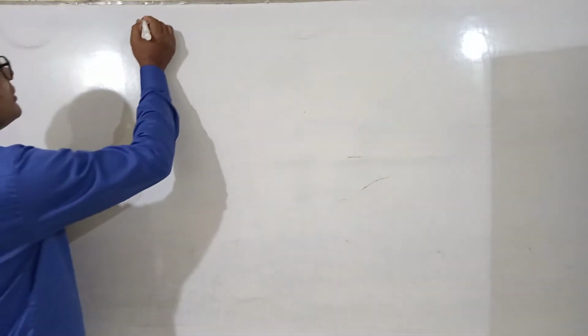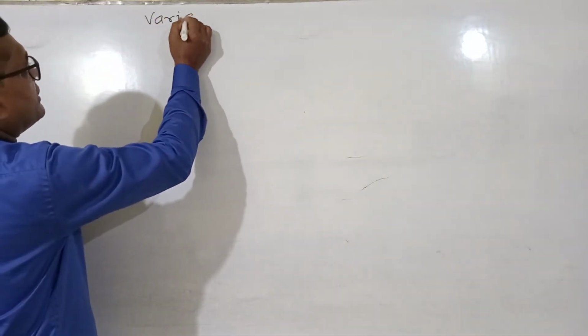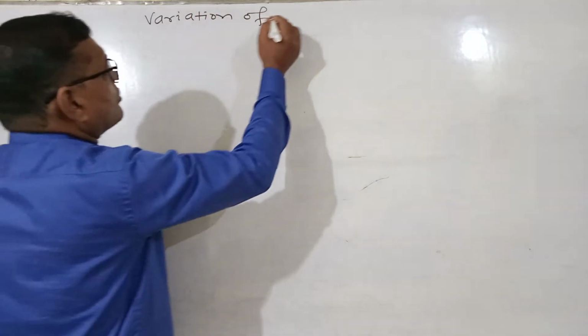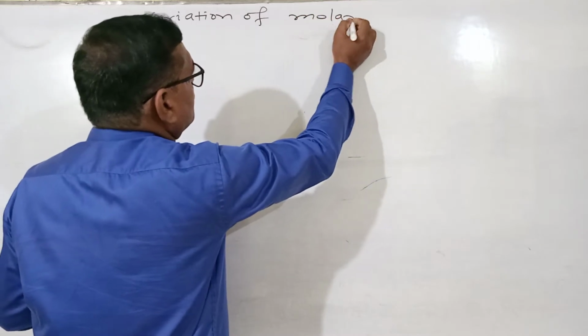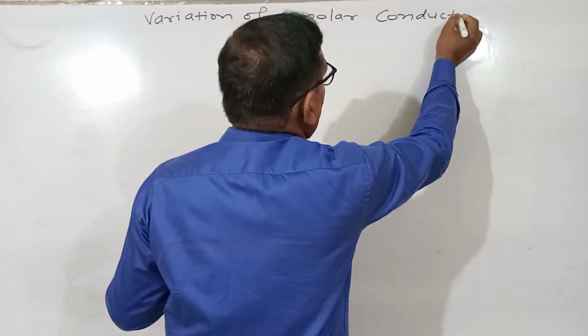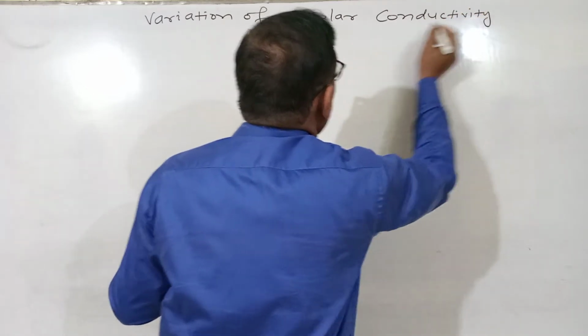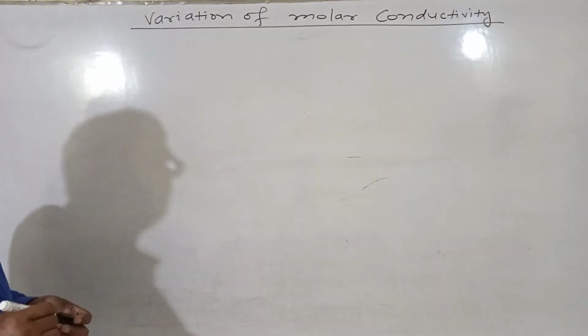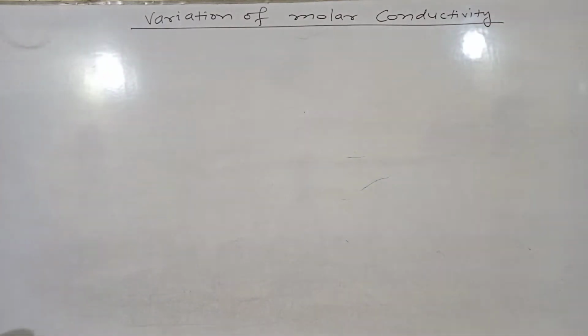Today's topic is variation of molar conductivity. Now we write the heading: variation of molar conductivity. We explain variation of molar conductivity. It is related to molar conductivity.